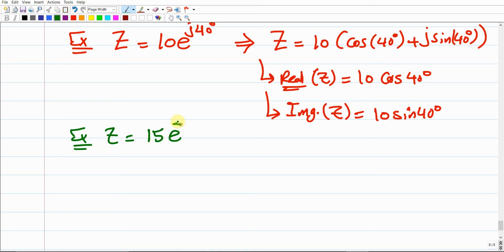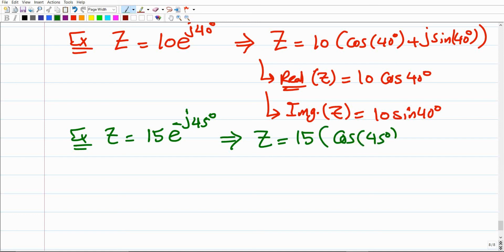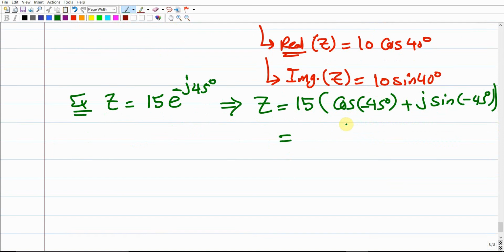15 e to the negative j 45 degrees. So z in the rectangular form will have the magnitude 15, then the cosine of the angle, which should be, by the way, negative 45 degrees, plus j sine negative 45 degrees. One of the characteristics of the cosine function is that it gets rid of the negative of the angle. It means that cosine theta is equal to cosine negative theta, and the sine rejects the negative. So this will be equivalent.